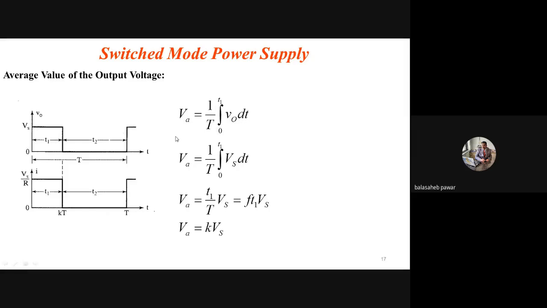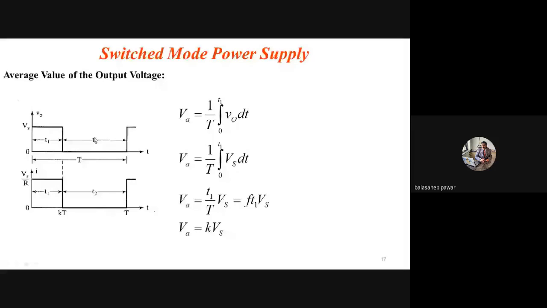See why that integration is taken from 0 to T1 only, not 0 to T2: because during time period T2, the output voltage remains 0, so no need to consider it. Hence that integration is taken from 0 to T1 only, because whatever average output voltage we obtain will be during time period T1 only. During time period T2, as the voltage remains 0, there is no meaning to its average; it also remains 0.